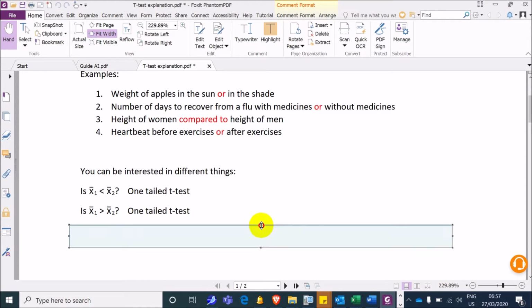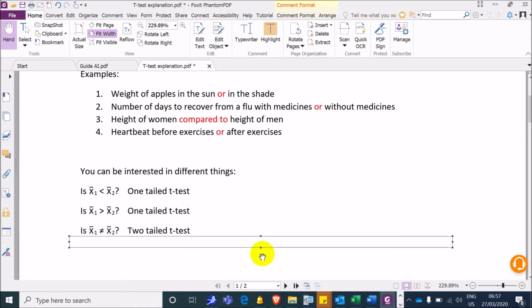Or you could look at, is the mean different, or are they different? So one can be higher, the other can be higher. I don't care actually that much. That is called a two-tailed t-test. That could be number 3, although that is usually not the case. Or it could be my example, number 1, and maybe they do better in the shade than in the sun. Could be, I don't know.